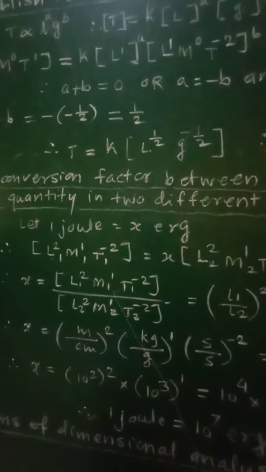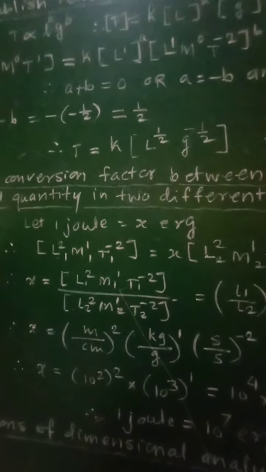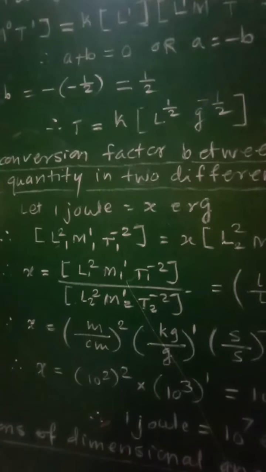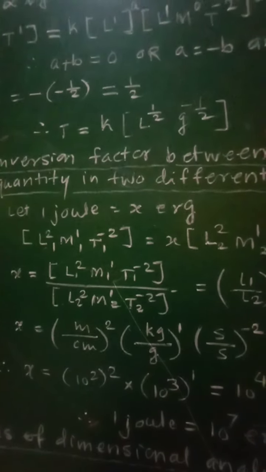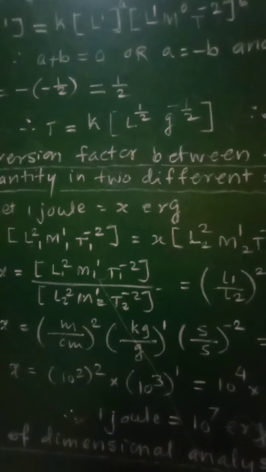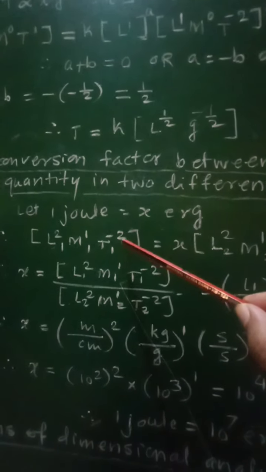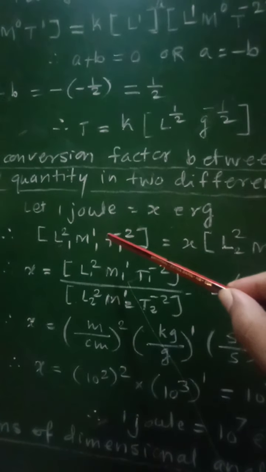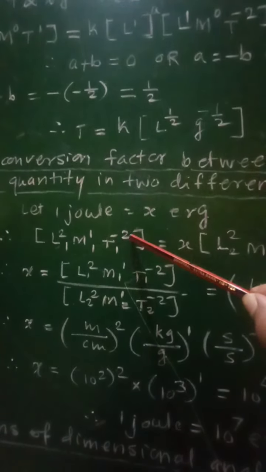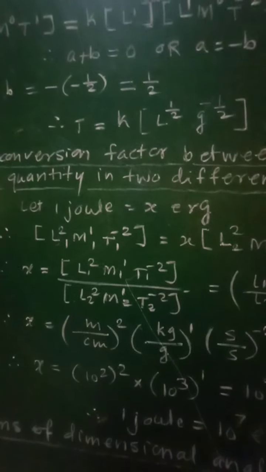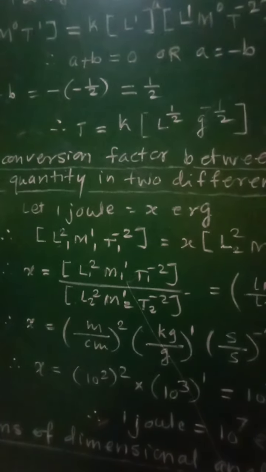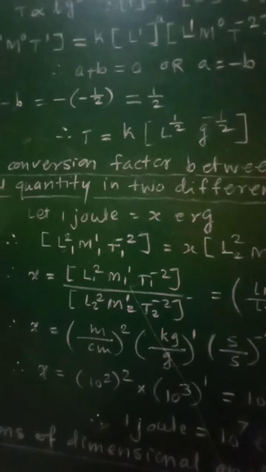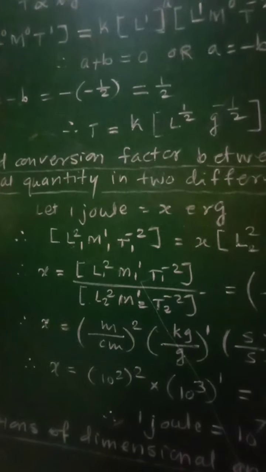So 1 joule is equal to x erg, and therefore from this relation we can write the dimensions of work or energy. These dimensions are in general 2 in length, 1 in mass and minus 2 in time. 2 in length, 1 in mass and minus 2 in time are the dimensions of energy.